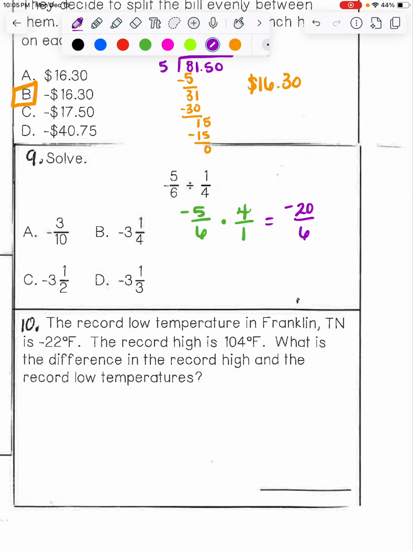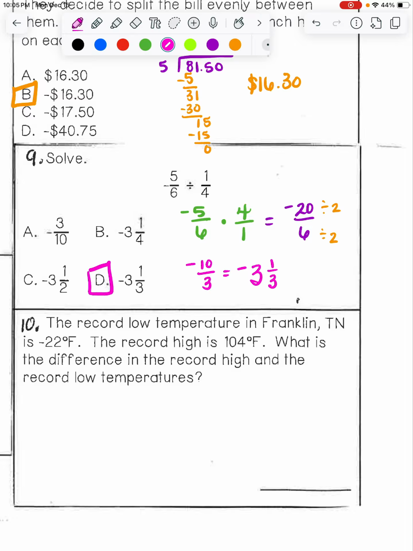I am going to reduce. I can divide both of these by 2. I can reduce both of them by a factor of 2. So that's going to give me a negative 10 over 3. Be careful, that is not A. I need to write that as a mixed number. 3 will go into 10 3 times with 1 left over. And the answer is negative because a negative divided by a positive, the signs are different. The answer is going to be a negative, so the correct answer for this one is D.